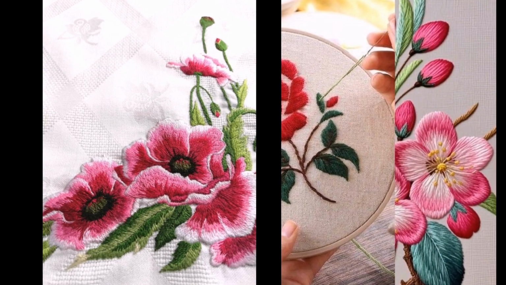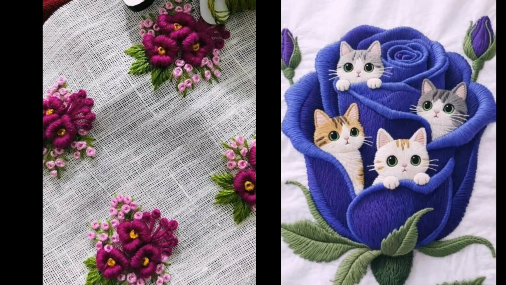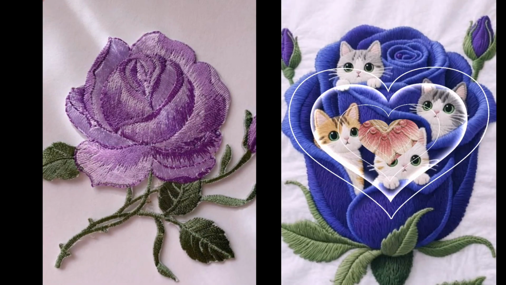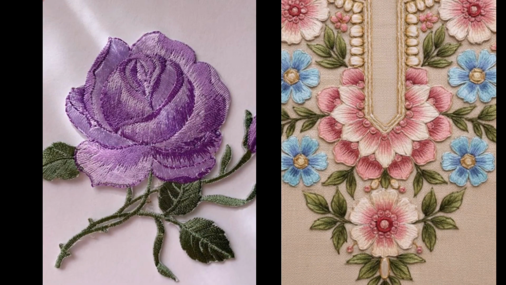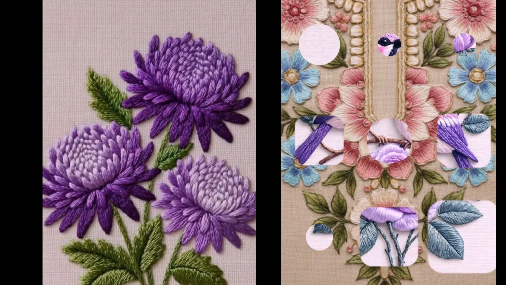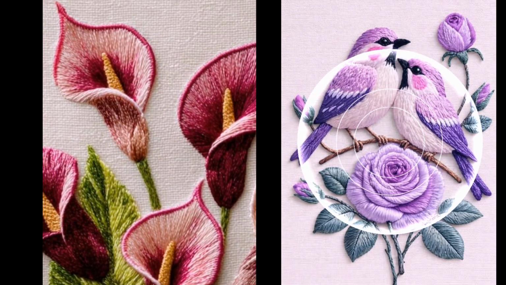Floral embroidery designs. Floral designs are the most popular in hand embroidery. Flowers look soft, elegant and never go out of style. You can stitch roses, leaves or small birds. Floral embroidery looks beautiful on dresses, dupattas, pillow covers and tablecloths. Beginners can start with simple flowers using straight stitches and lazy daisy stitches.